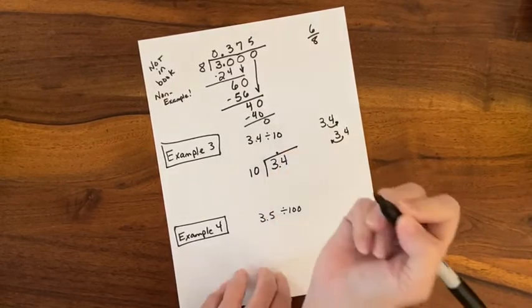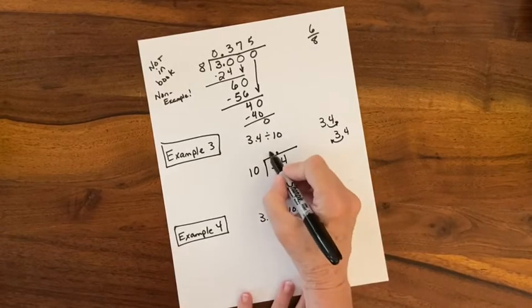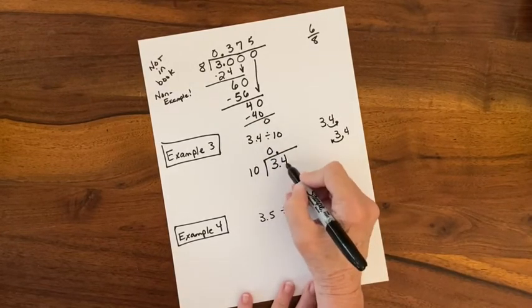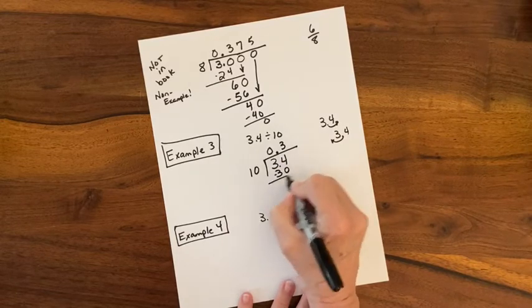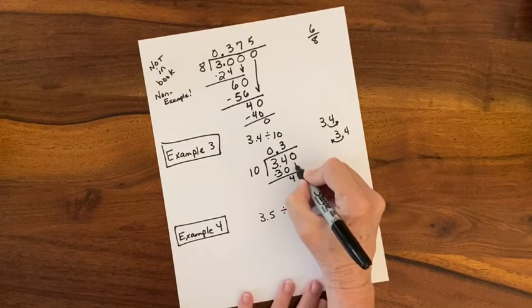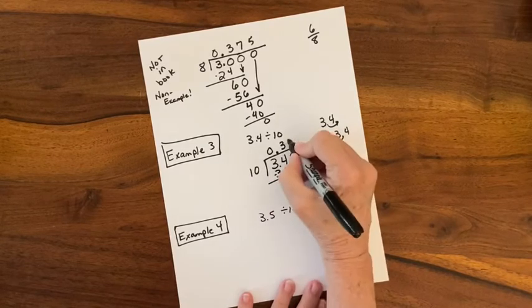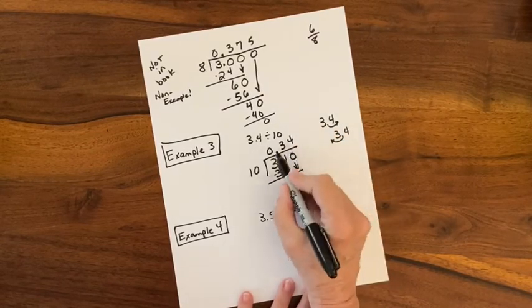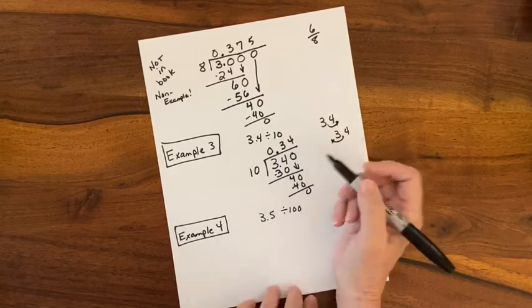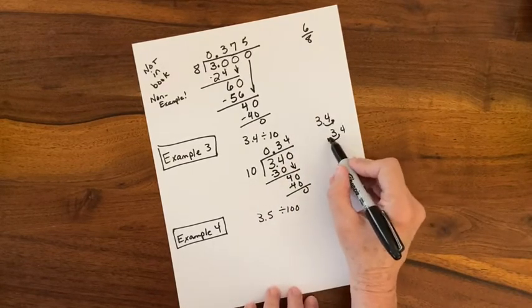First thing, bring my decimal up. Will 10 go into 3? No. Will 10 go into 34? 3 times. Add a 0. Will 10 go into 40? 4 times. So sure enough, I get 0.34 or 34 hundredths, just like if I just move it over.